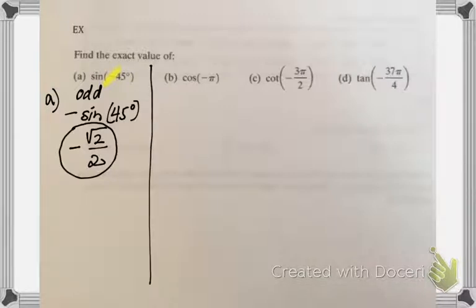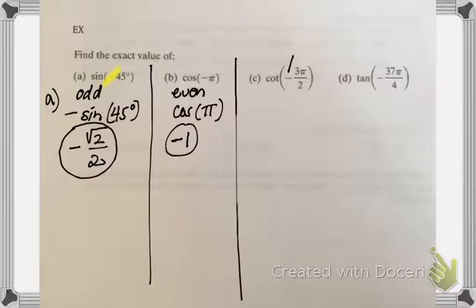Okay, moving on. Once again, I can't have a negative in front of pi. So I'm looking at cosine of negative pi. Cosine is even. So I'm actually looking for cosine at pi. If you look on your unit circle, you'll see cosine at pi equals negative 1. Okay, we're done with that one.